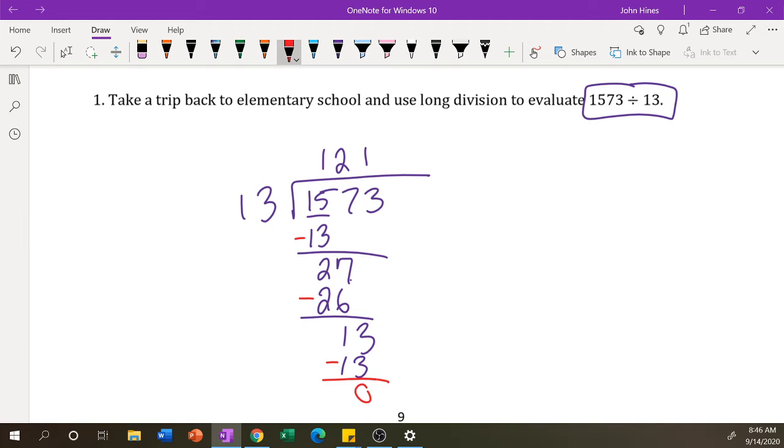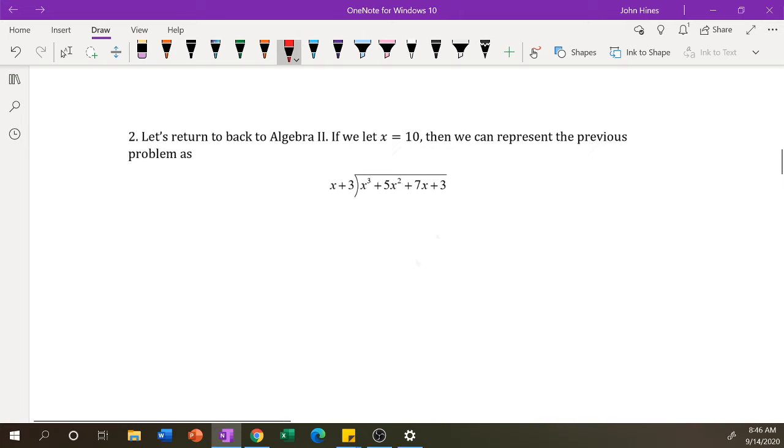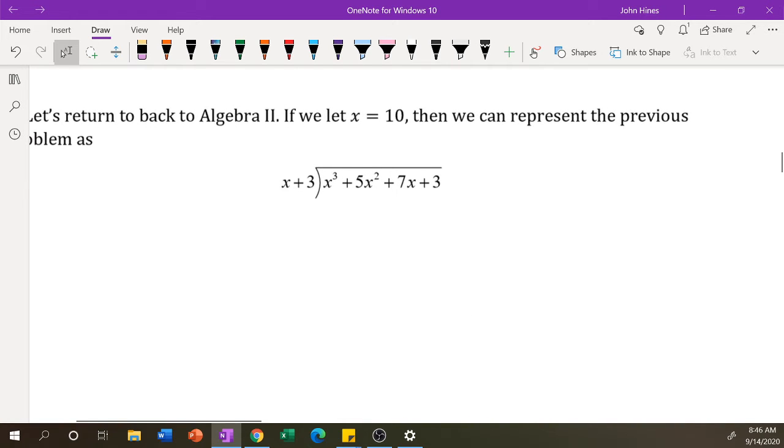So we're going to use this same process for when we divide polynomials. It's just going to look a little bit more algebraic, as it should. So we're going to do that exact same problem, but instead of using a base 10 number system, we're going to replace it with x. And here we go. Here's how this looks.